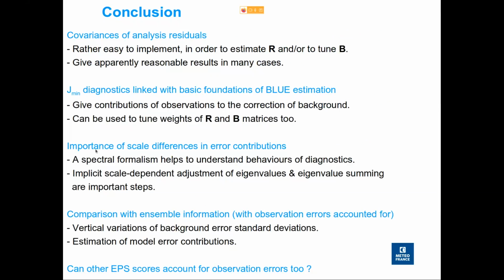It is important to consider the scale differences in the error contributions, and this can be examined by using a spectral formalism, and also to consider the implicit scale-dependent adjustment of eigenvalues and the eigenvalue summing, which are important steps in the diagnosis. This can be used to compare the diagnostics with ensemble information with observation errors accounted for, in order to examine vertical variations of background errors and deviations, and also in order to estimate some model error contributions.